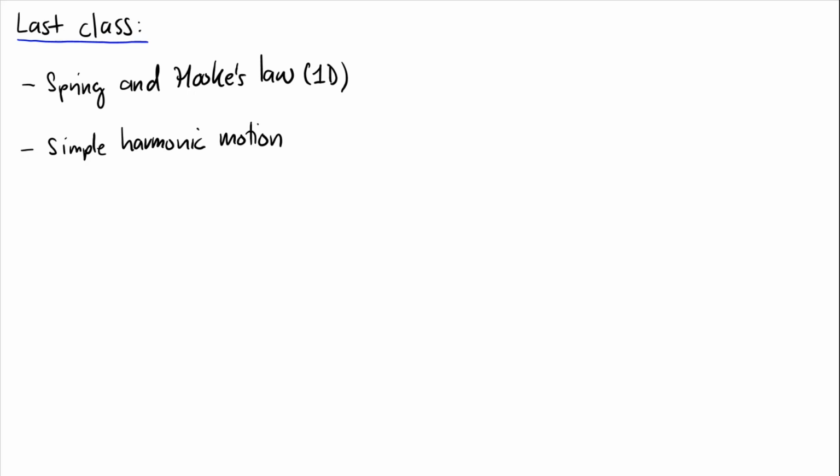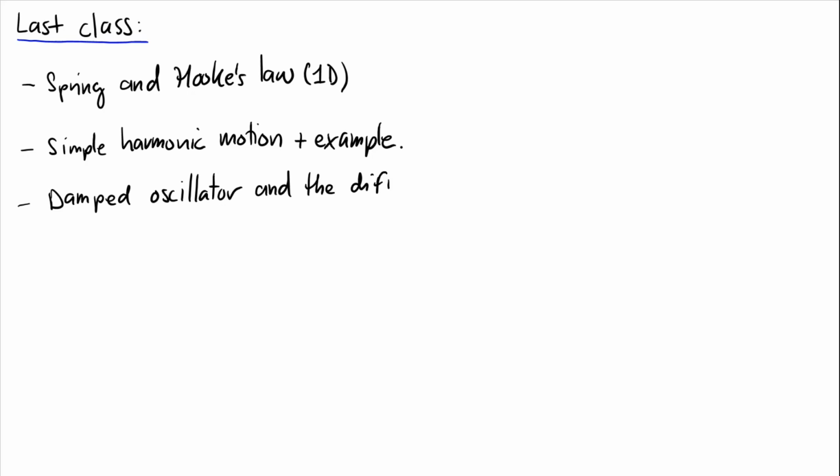In particular, we looked at an oscillator that was subject to a time-dependent force, f of t equals a constant multiplied by the cosine of omega t, where omega was the frequency of the oscillator. In particular, we found that if omega squared is equal to the spring constant k divided by the mass m, then the amplitude of the oscillation would become enormous, giving way to the phenomenon of resonance.